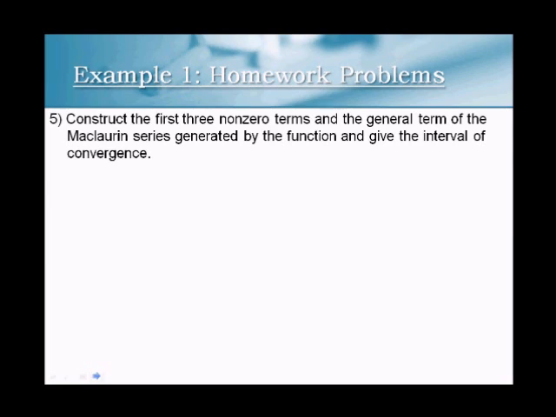Okay, the first one I had was number 5 from section 9.2. It says construct the first 3 non-zero terms and the general term of the Maclaurin series generated by the function and give the interval of convergence. So they gave us a function, in this case sine of 2x, and they want the Maclaurin series. They want you to come up with the first couple of terms in that Maclaurin series and a general term in terms of n.